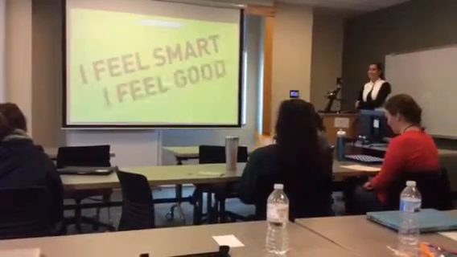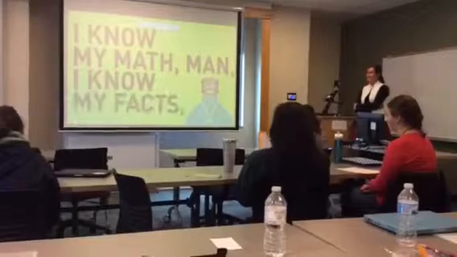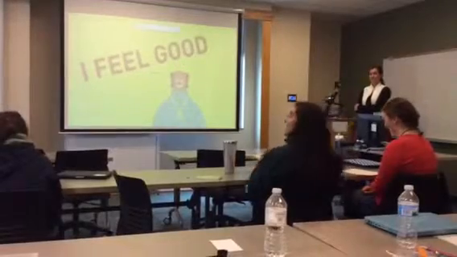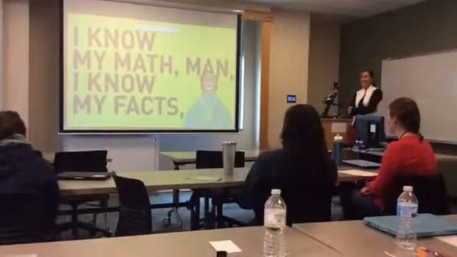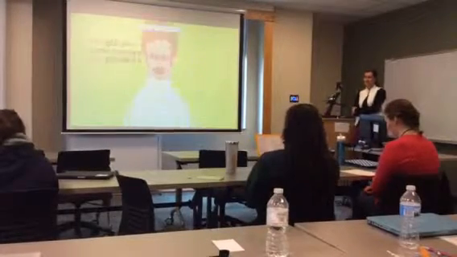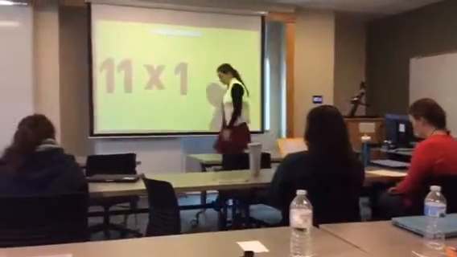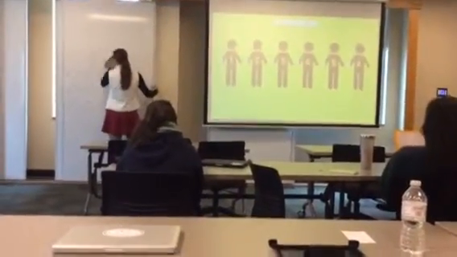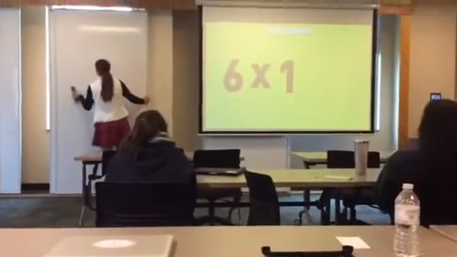I feel smart, I feel good. I know my math, man, I know my facts. Yo, check. When you multiply by 1, you get the same number that you started from. So 7 times 1 is 7. 11 times 1 is 11. Yo, do another one. Like if 6 kids each had 1 baseball, how many balls would they have in all? We can figure it out. It's so quick, cause 6 times 1 is always 6.